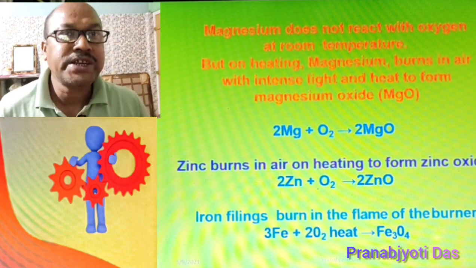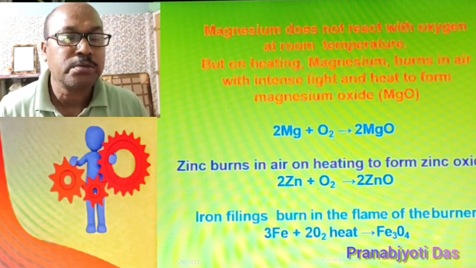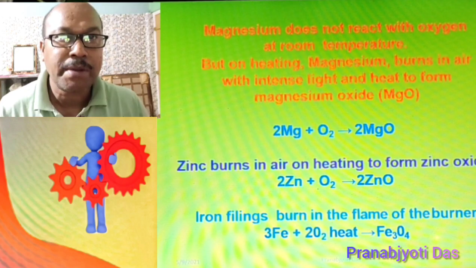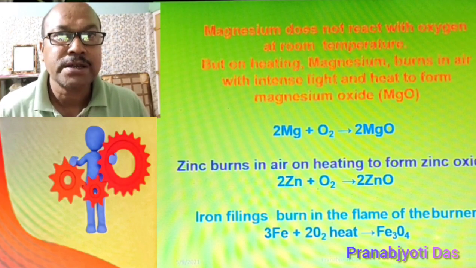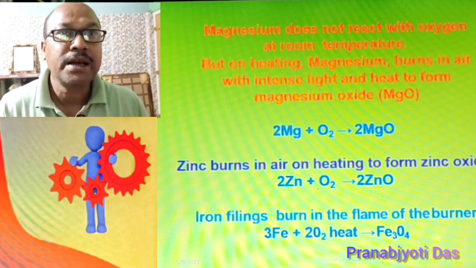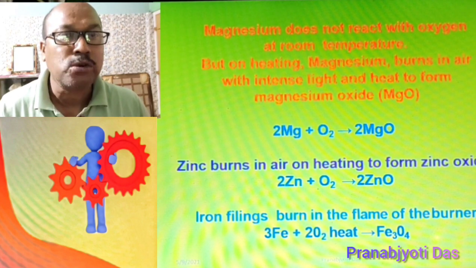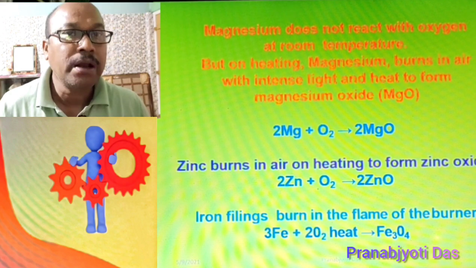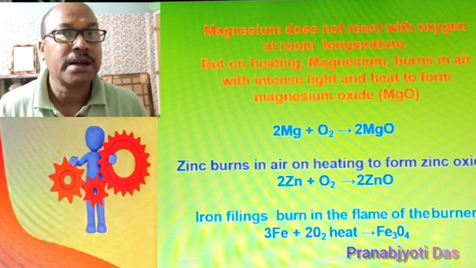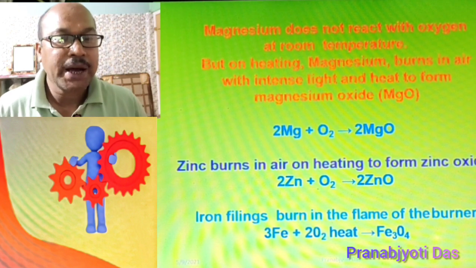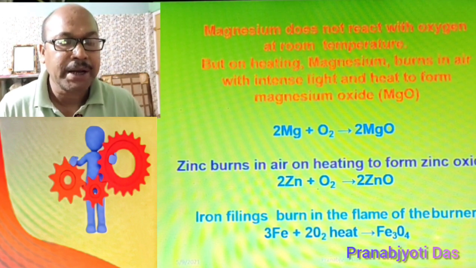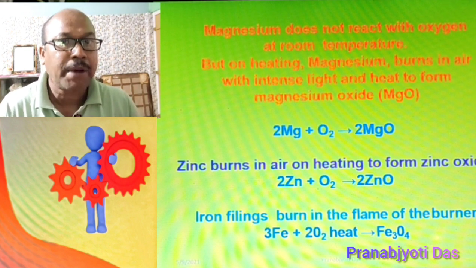Now we can say magnesium does not react with oxygen at room temperature. Magnesium is also a metal. We have said metals react with oxygen to produce metal oxides. But magnesium being a metal doesn't react with oxygen under normal conditions, that is at normal room temperature. But if you heat magnesium, a piece of magnesium or a magnesium ribbon, but before that you need to clean the magnesium metal or magnesium ribbon.